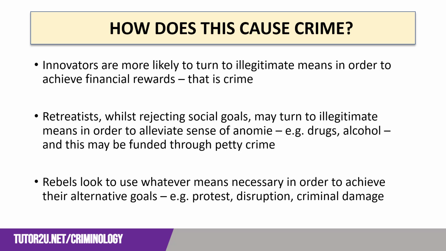Retreatists, as they have rejected social goals and the means of achieving these, deviate from the way most people function. This leads to them dropping out of society, being involved in petty crimes to fund drug and alcohol addiction. Finally, rebels adopt alternative means, and this includes protests and in some instances criminal damage. For example, recent protests to stop the use of oil damaged paintings in art galleries and poured milk in supermarkets.